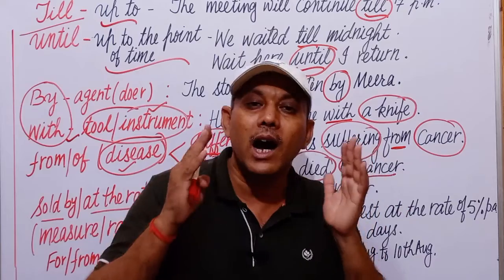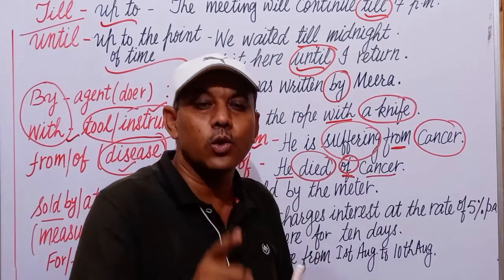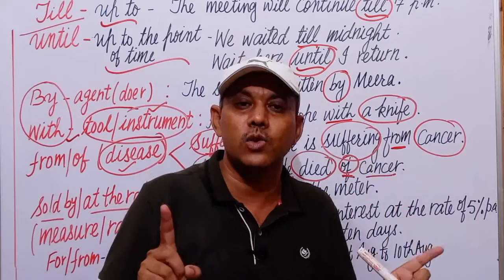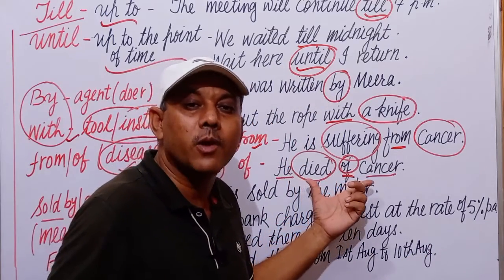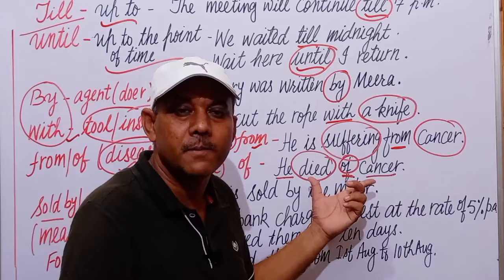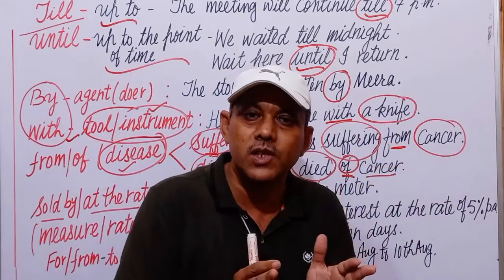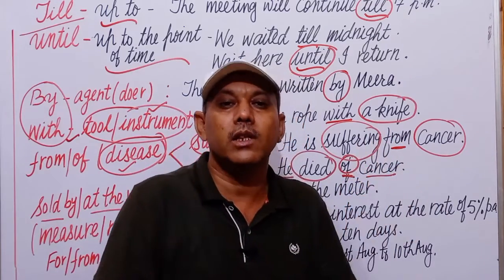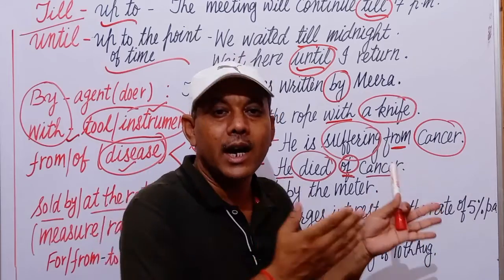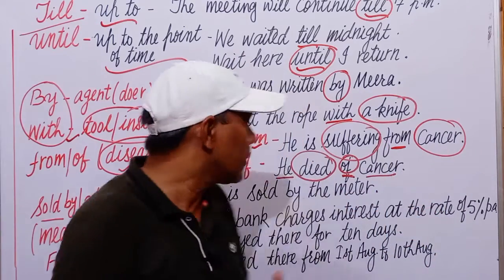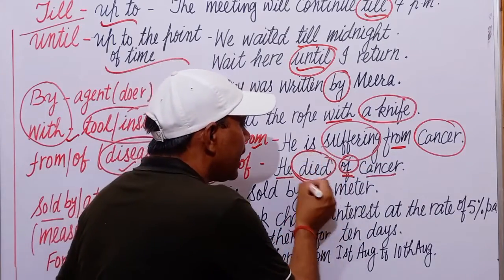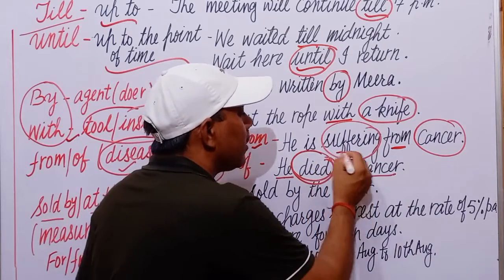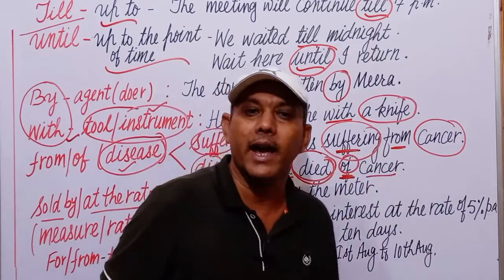प्रीपोजिशन का हर सेंटेंस हिंदी टू इंग्लिश ट्रांसलेट करके नहीं हो सकता. So avoid this type of translation from Hindi to English. There are some fixed prepositions and there are certain rules regarding these prepositions. Now he died of cancer. अगर यहां हम die की बात करते हैं तो of आएगा, suffer की बात करते हैं तो from आएगा.